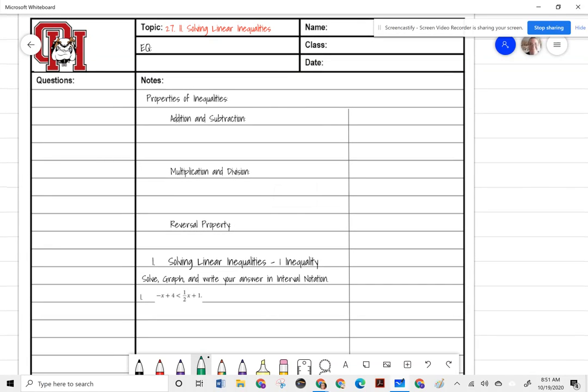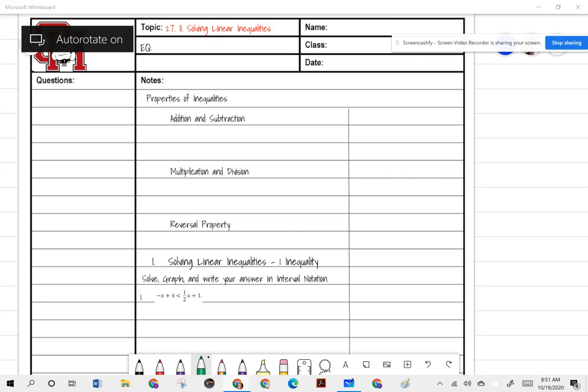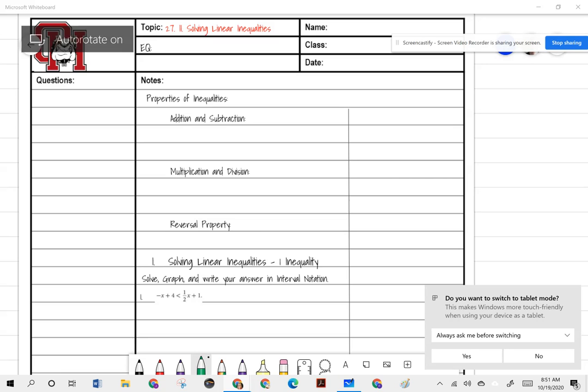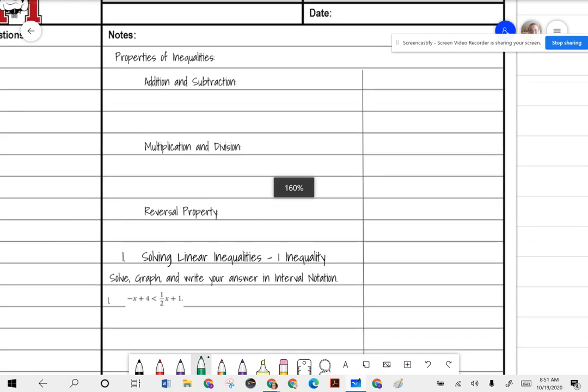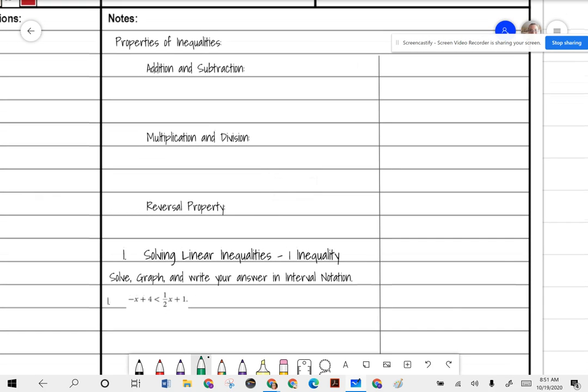Right, so in this video, we're going to talk about solving linear inequalities. The nice thing about this is that it's very similar to just solving regular equations, and there's only one or two minor things that you have to be paying extra attention to. All right, so let's go into properties of inequalities.